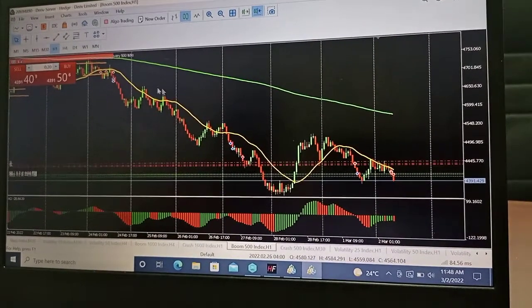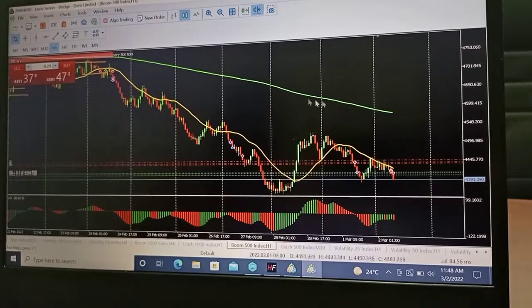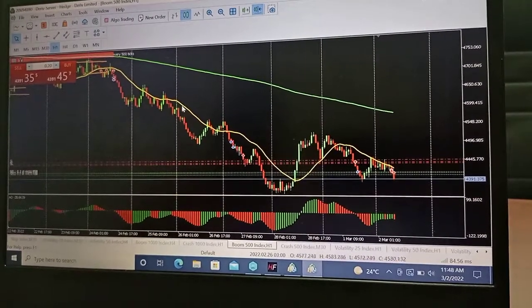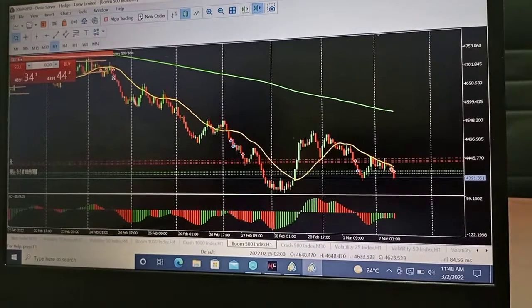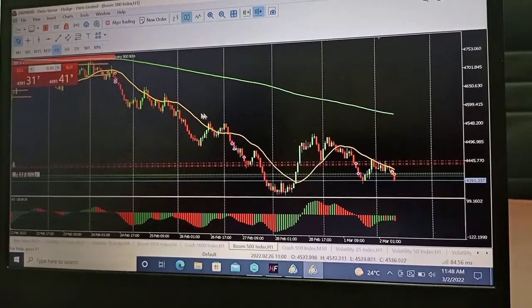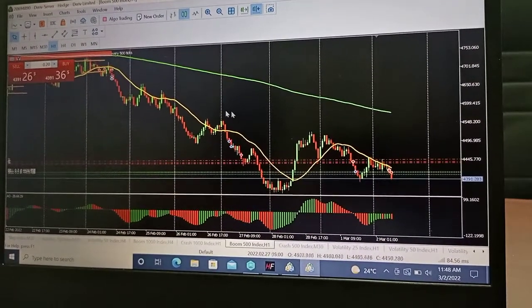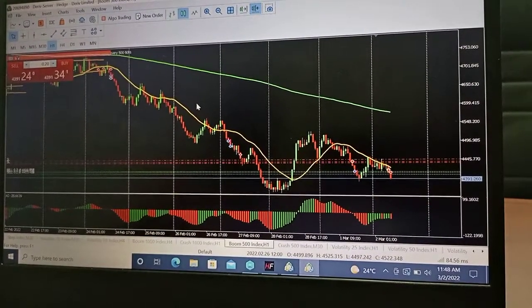On my screen, there is a 200 moving average in green, and this is the 20 moving average. One thing about moving averages is that we usually move with the trend. They are trend following kinds of setups.